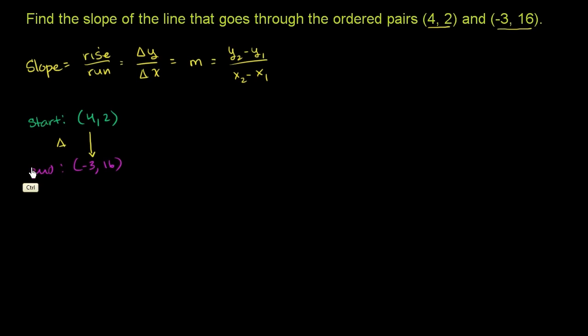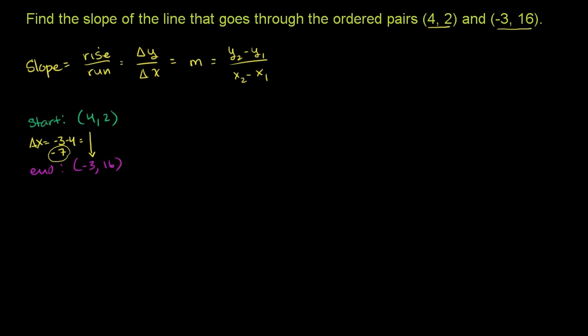Actually, let me write it this way. Our change in x is equal to -3 minus 4, which is equal to -7. If I'm going from 4 to -3, I went down by 7. Our change in x is -7. Let's do the same thing for the change in y. And notice, I implicitly use this formula over here. Our change in x was this value, our endpoint, our end x value, minus our starting x value.